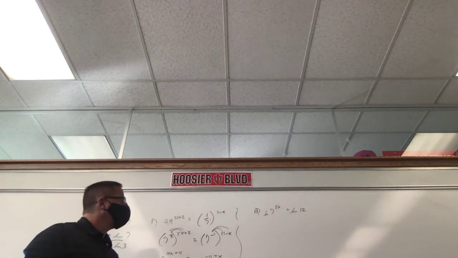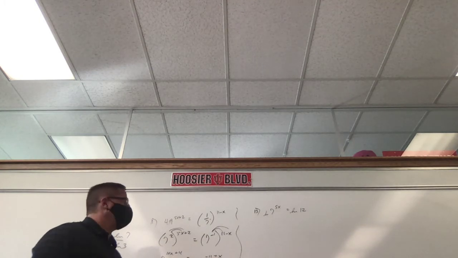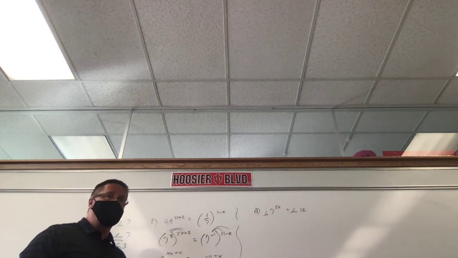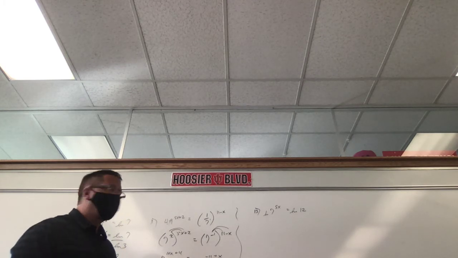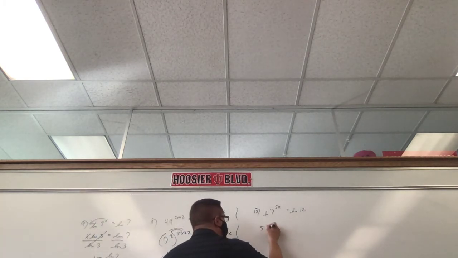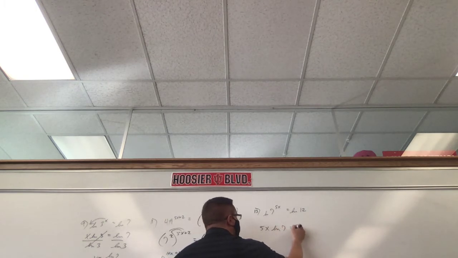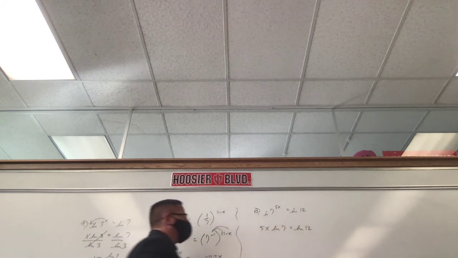Okay? Then think back to question number 9. Once I take the log of each side, what do I do with that exponent? Move it to the front. So I'll write down 5x times natural log of 7 equals natural log of 12.